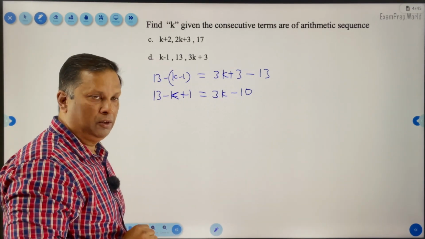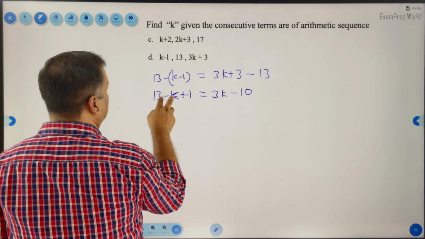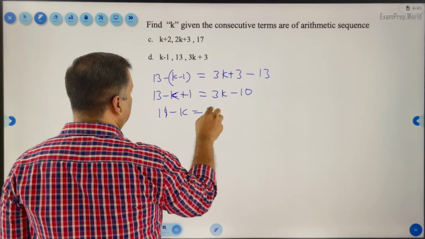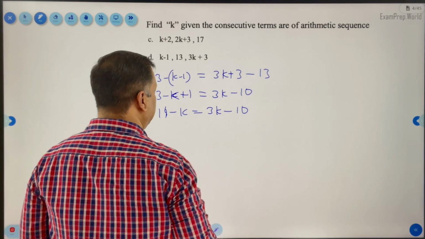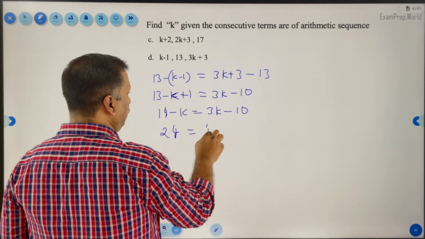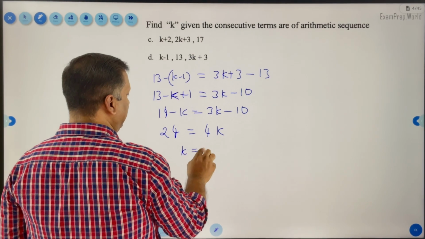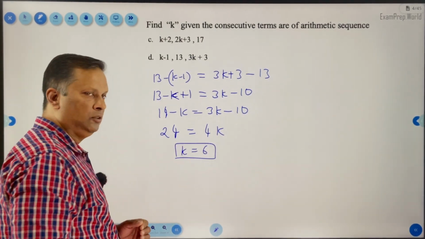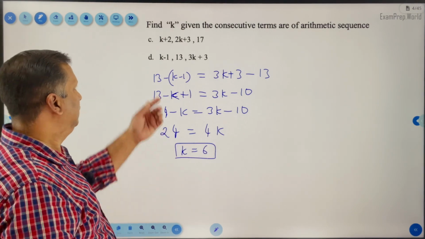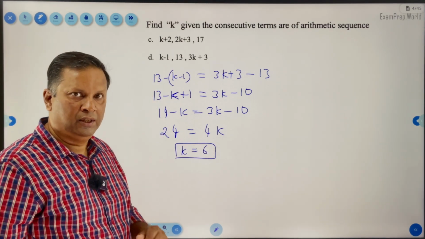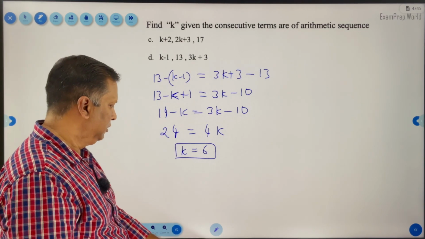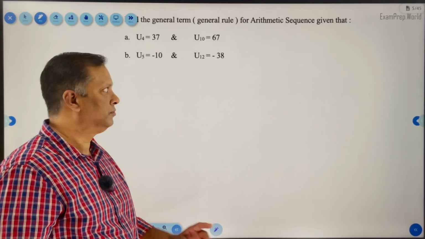Okay. Now what do we do? 13 plus 1 is 14. 14 minus k equals 3k minus 10. So take this k here, get this 10 here. This 24 equals 4k. Therefore, k is equal to 6. So this time we got a whole number for our value of k. It was easy. Keep pausing the video. Do it yourself. Let's go to the next question.